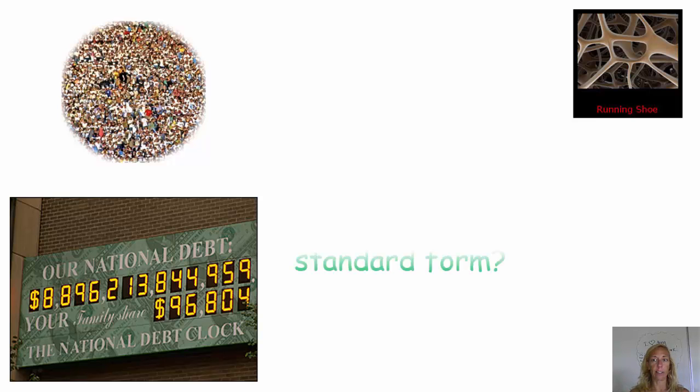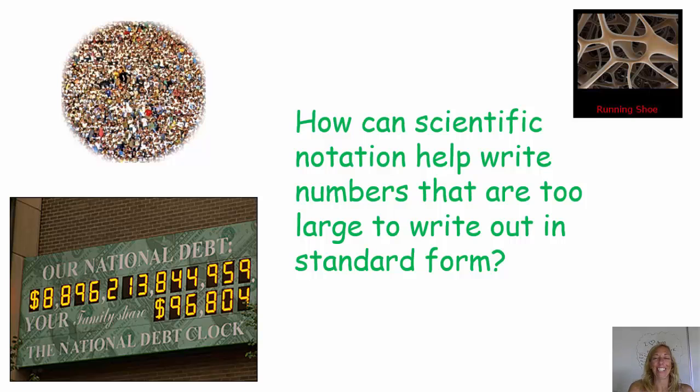Today we're going to be looking at how scientific notation can help us write numbers that are way too large to write out in standard form. Did you ever think of things like winning the lottery and how much money that is, how many people there are in the entire world, what our national debt is? Those numbers are enormous, and because they are so big, we like to write them in a smaller form to make it easier to understand. So that's what we're going to learn today.